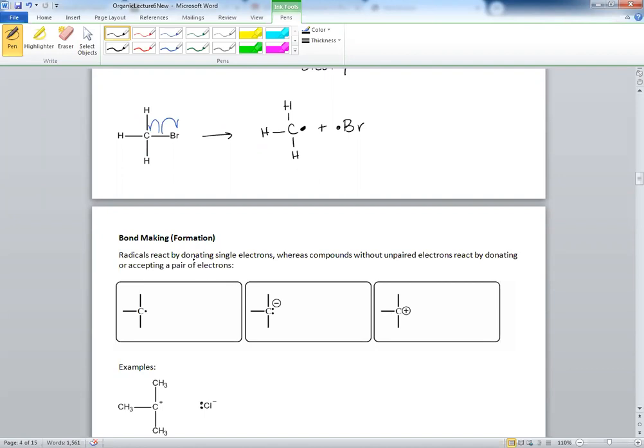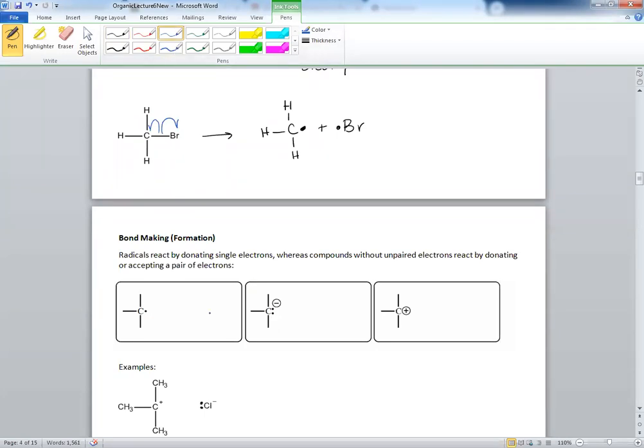So you have radicals that react by donating single electrons, whereas compounds with paired electrons react by donating or accepting a pair of electrons. So it should be very clear that this one can only donate one electron to form a bond, but this one can do two. So it can donate or, of course, accept a pair of electrons. If you understand what we did before, you should be able to understand this because this is basically the flip side of the coin. So let's pay attention.